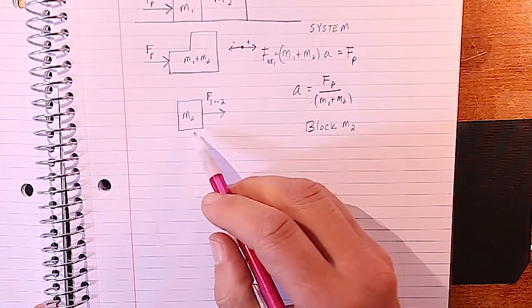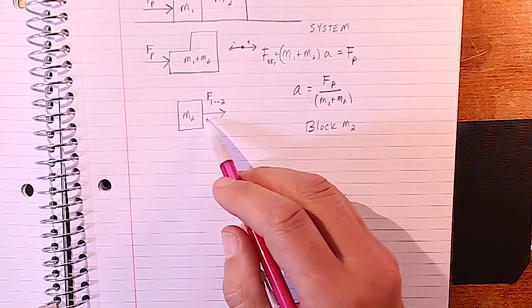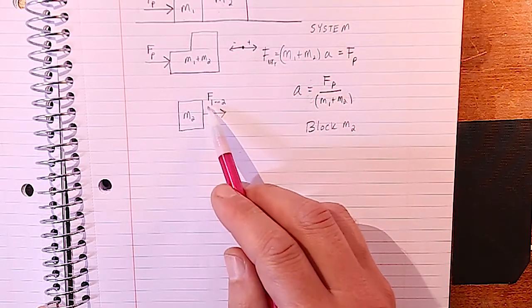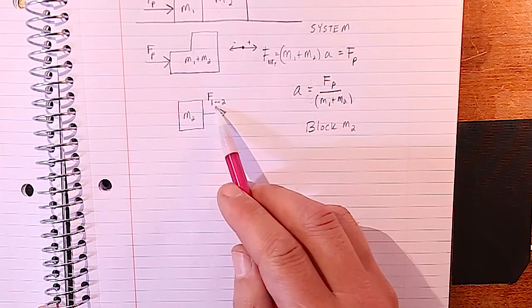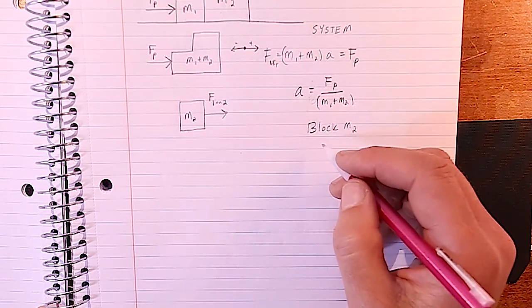So block M2 only has one force on it. It's the force of block 1 pushing on block 2. So I'm going to call that force 1 on 2, block 1 on block 2. So what's that going to look like?